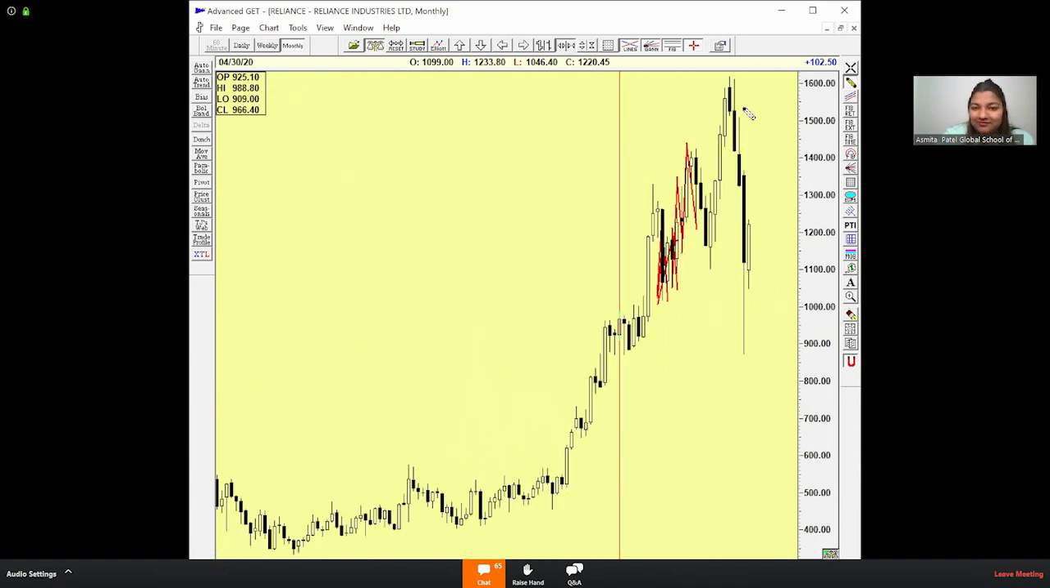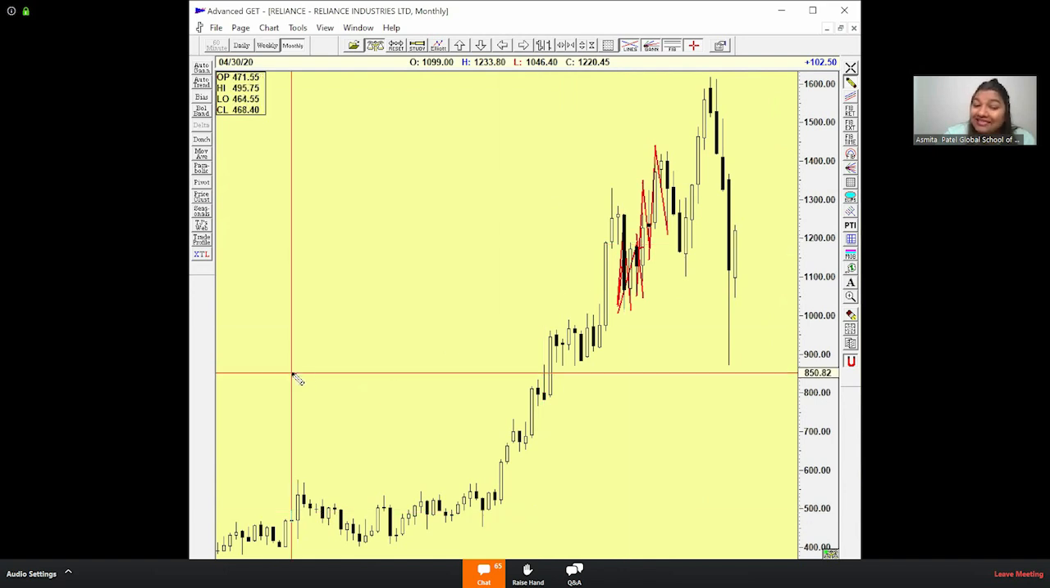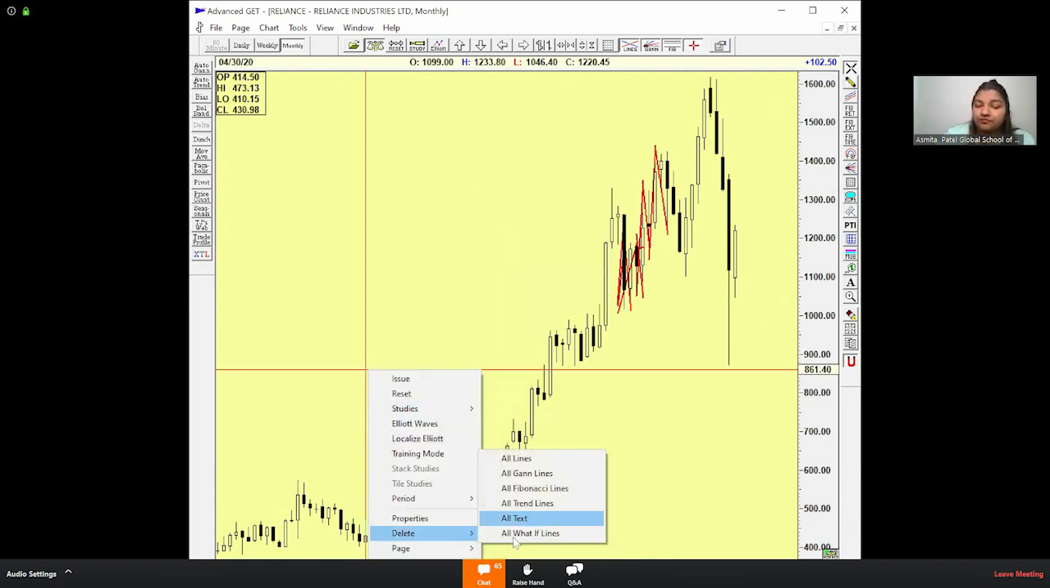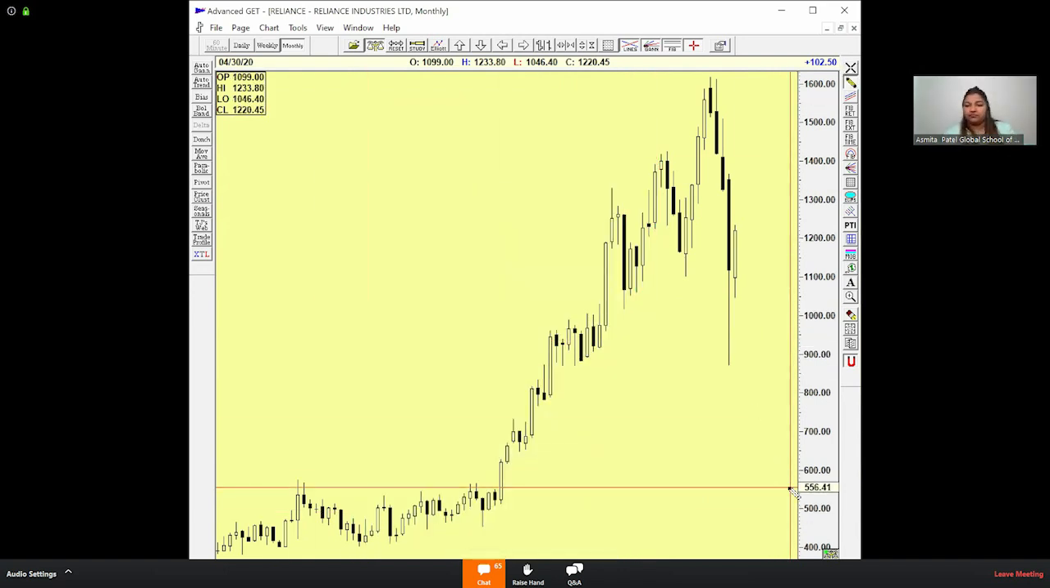So, we will target somewhere between 7 to 10%. An average would definitely come somewhere near 5% per month on the lower side. Let's begin.